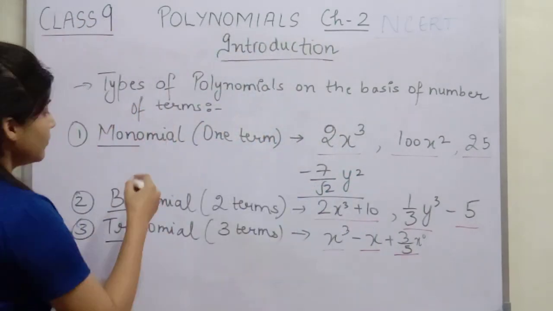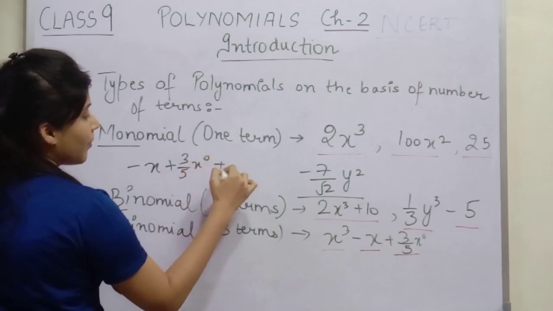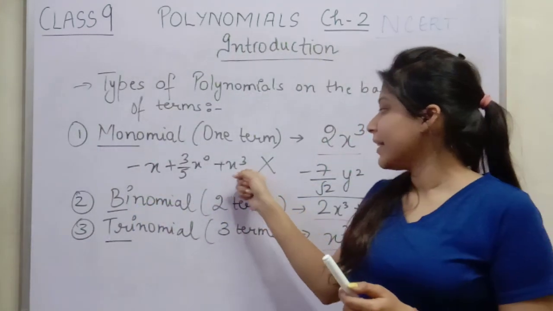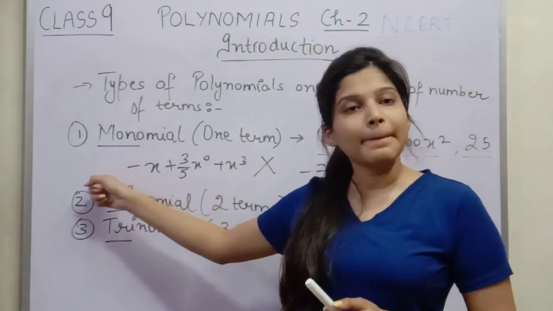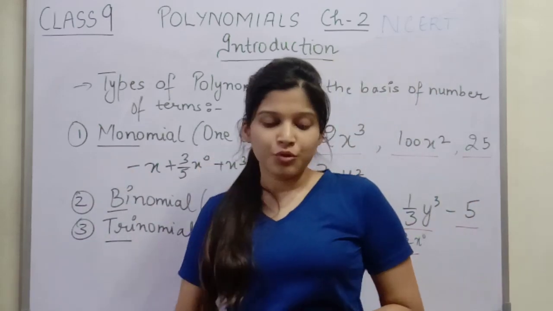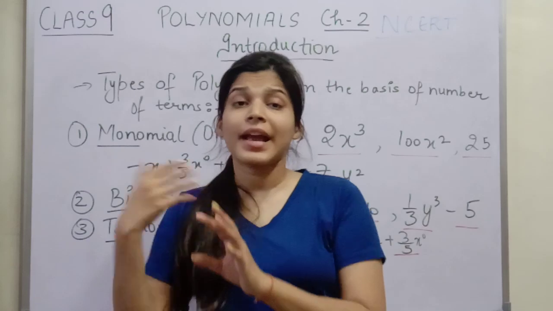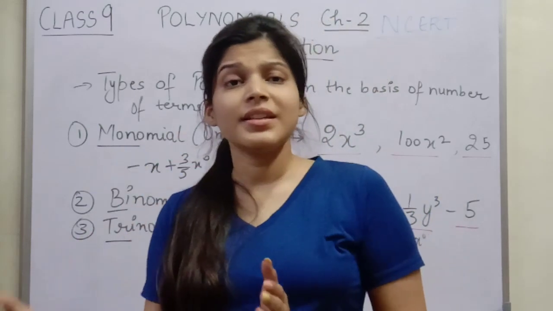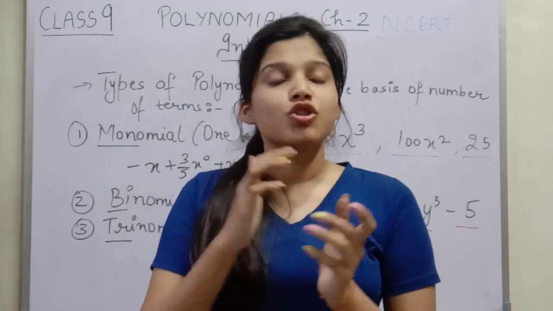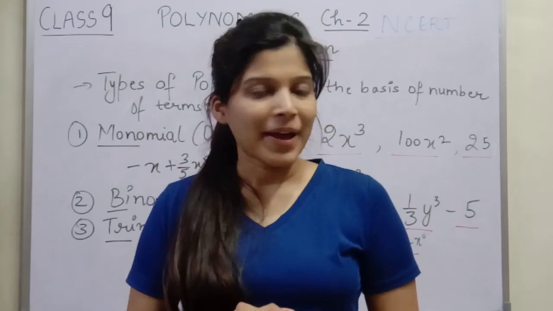If I wrote it like this, minus x plus 3/5 x to the power 0 plus x cube, then this would not be standard form because x cube is the highest degree, so the highest degree will always come first. So first x cube, then x raised to the power 0, right? So this is the standard form, means highest degree to lowest degree, right? It means the constant term will come at the end because constant term means degree power 0, meaning power of variable 0, right? So at last we'll write the constant term which is without any variable. I hope I am clear now.